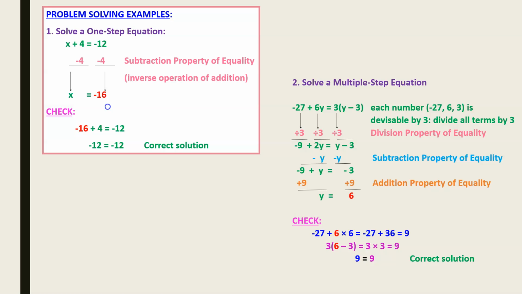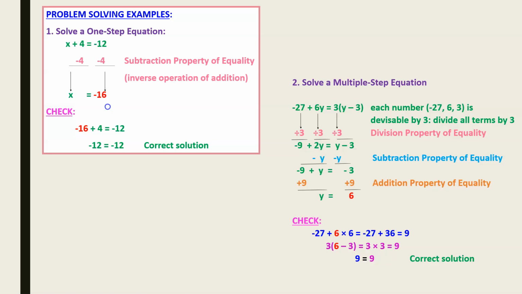We use the subtraction property of equality. 4 minus 4, they are canceling each other out, and we have only x on the left side. Negative 12 minus 4 is negative 16. Thus, we have x equals negative 16. We solve the equation. However, our work is still incomplete.